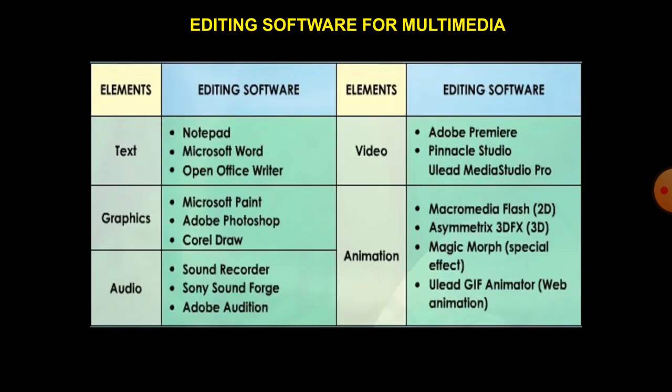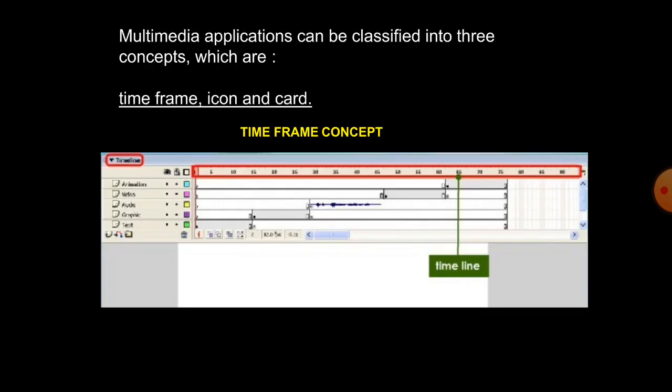So these are the different editing softwares for multimedia. We have text, graphics, audio, video and animation. So what are the main applications? These multimedia main applications can be classified into 3 concepts: time frame, icon, and card.